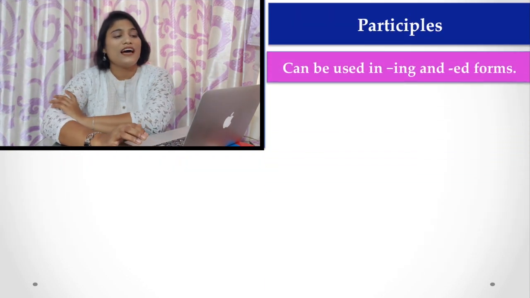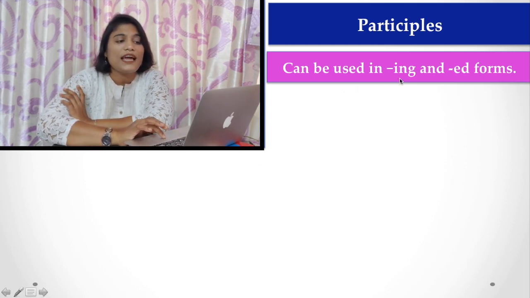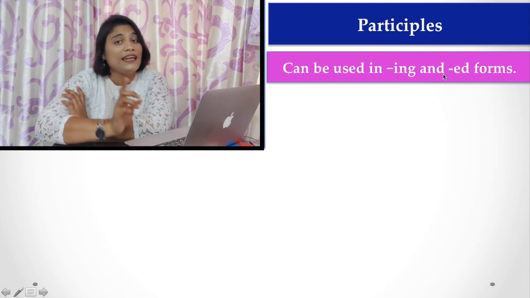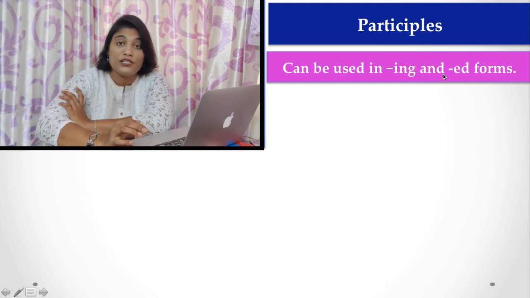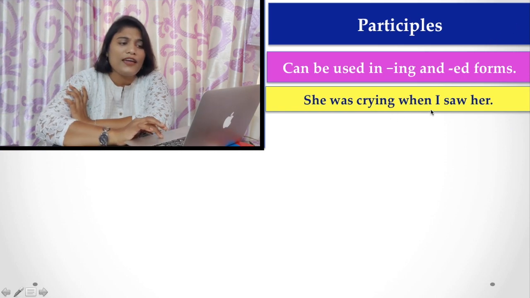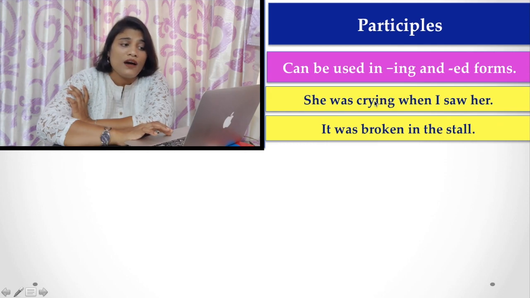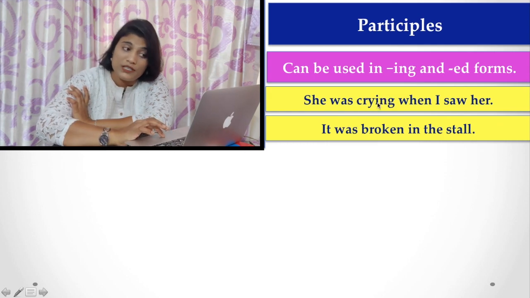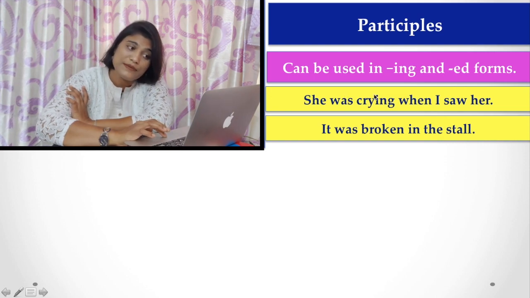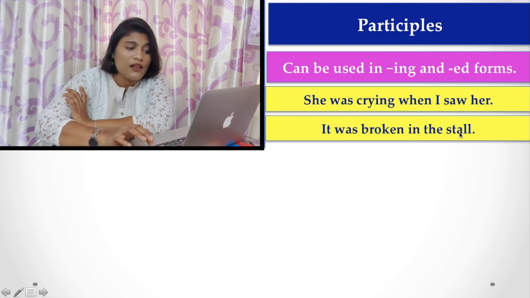Now come to another important thing, that is the participle. Participle can be used in ing and ed form, as I have told you earlier. What is that? She was crying when I saw her. Here you find the ing form is used and the be verb is there. It is also a present progressive participle. It was broken in the stall.